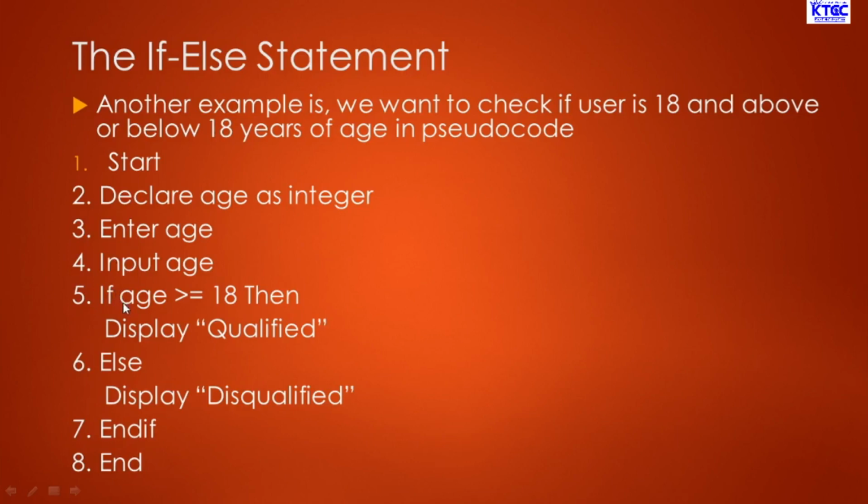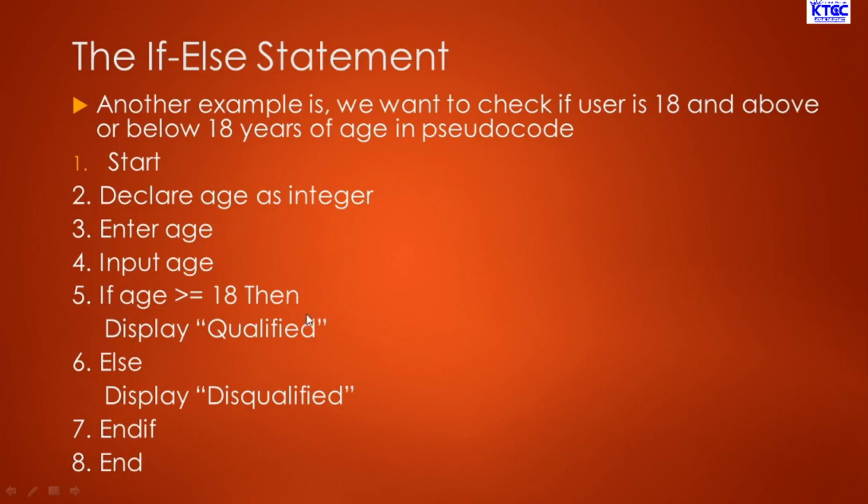So here we're going to make a decision. If age is greater or equal to 18, it means you are 18 and above, then display qualified. It means you have qualified. Else, display disqualified, and then you end with what? End if means the program is done, and then you end it here. So you see how decisions are made. This is how you program the computer to do. So I say, declare age as an integer. The user enters the age, and then we input it. So you make a decision with it.